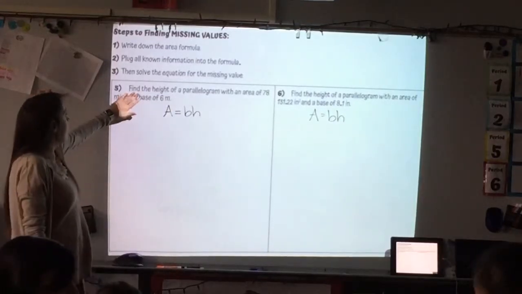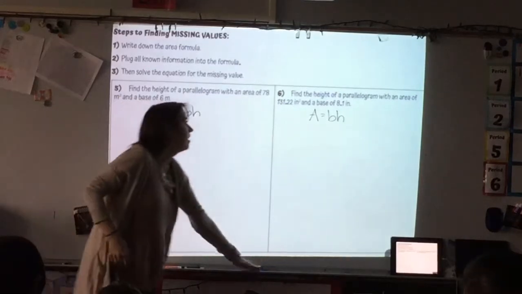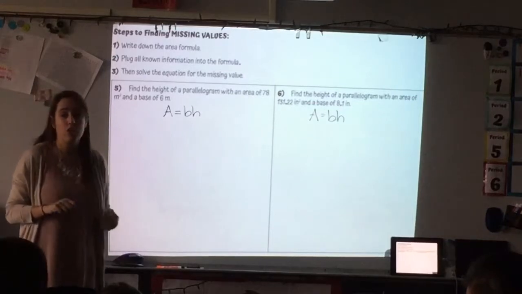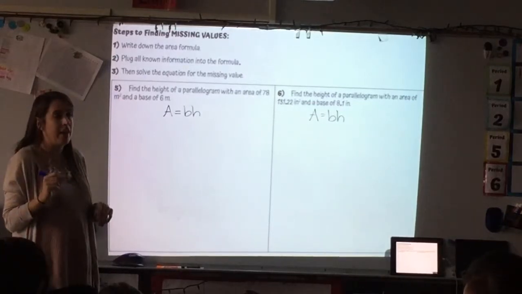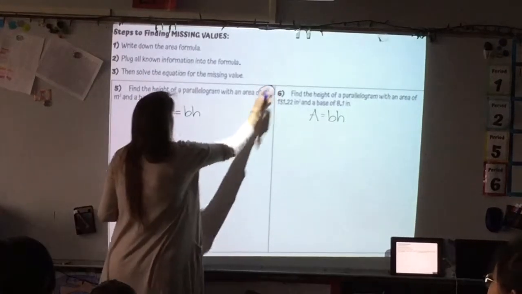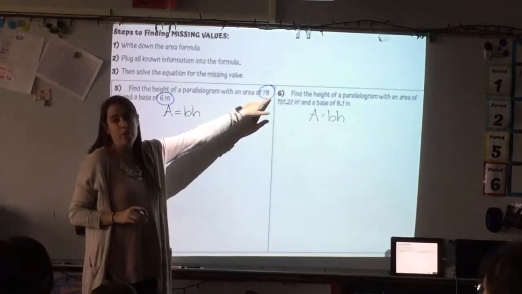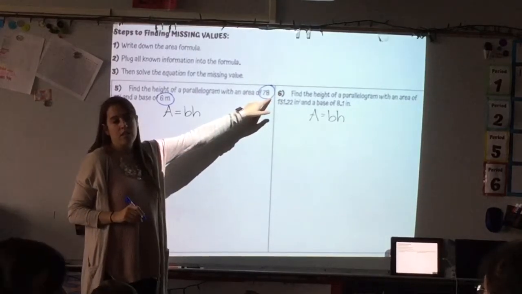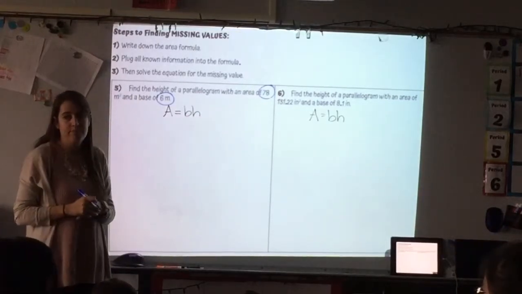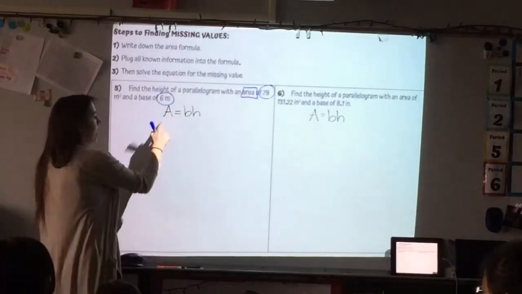Well, let's look at number 5. It says find the height of a parallelogram with an area of 78 meters squared and a base of 6 meters. So I'm going to go through and first highlight or circle key information. We're given numbers, right? I see 78, I see 6. 78 is referring to what? Is it the area, the base, or the height? Area. The area. Okay. So our area is 78.